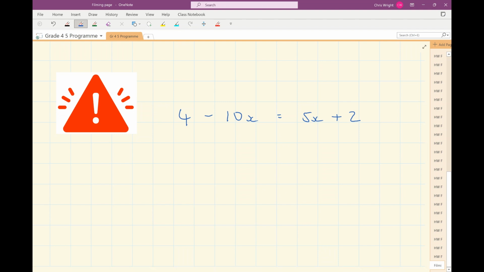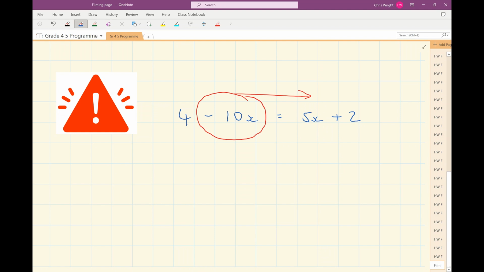Now be careful, because on the left-hand side I've got minus 10x, and on the right-hand side I've got 5x. So which is lower, minus 10 or 5? The answer is, of course, that minus 10 is lower than 5. So the side with the fewest x's is this left-hand side, and I would float and ping the minus 10x's. Let's carry on with this one.